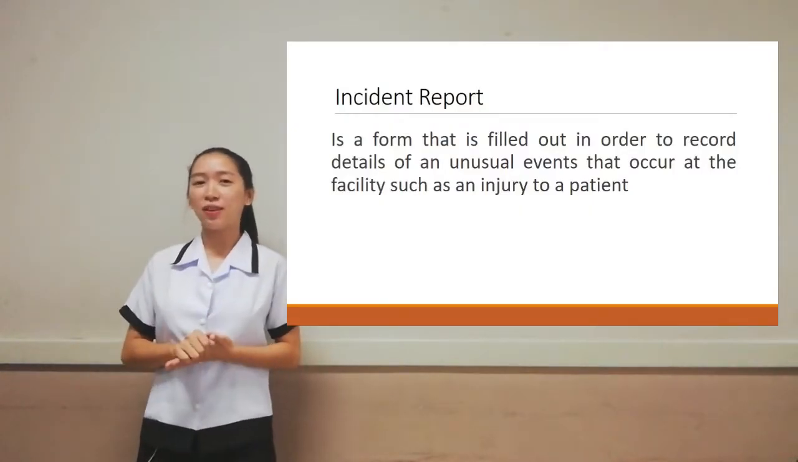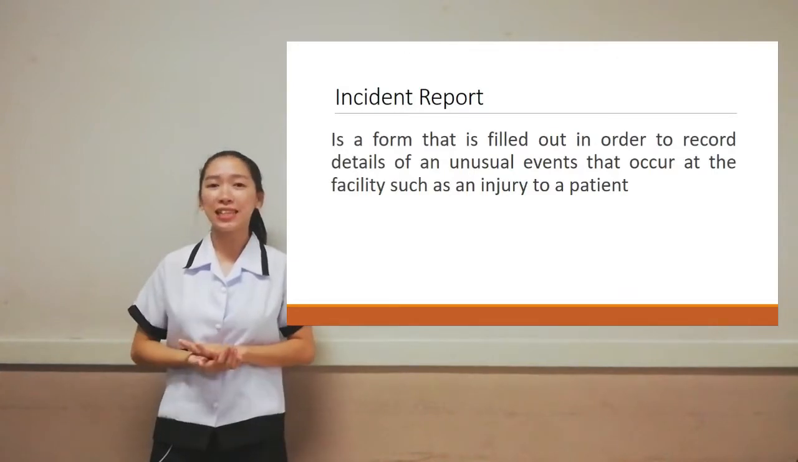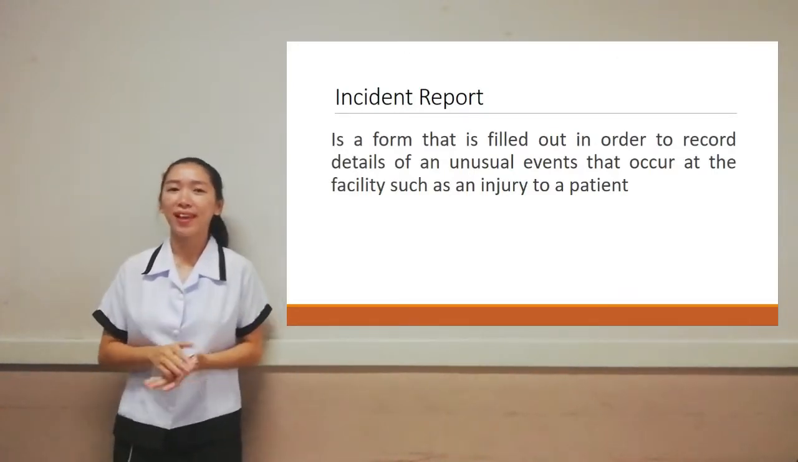Good day everyone, I am Andrea Portus and I'm going to discuss incident reports. An incident report is a form that is filled out in order to record details of an unusual event that occurs at the facility, such as an injury to a patient. Ideally, incident reports should be completed as soon as possible after the injury, depending on the severity of the incident. The report may be solely used by the company for future safety planning, or it may go to insurers, the overseeing regulatory body, or the police.